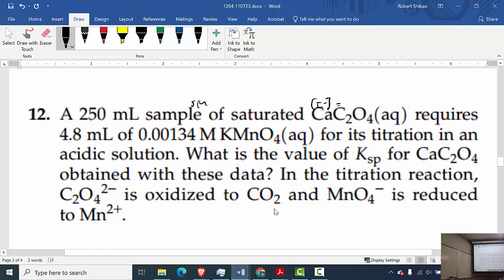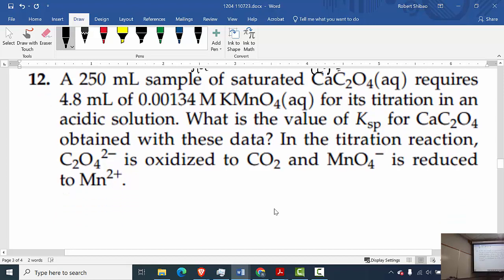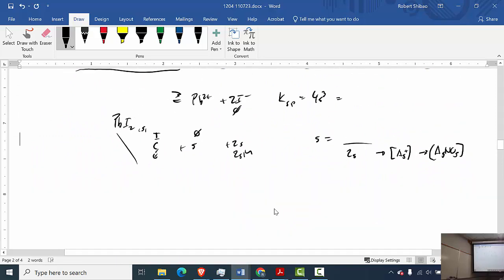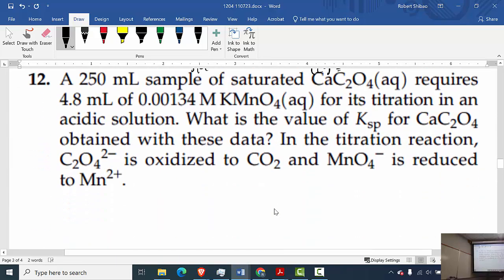In the titration reaction, oxalate is oxidized to CO2 and permanganate is reduced to Mn2+. So potassium permanganate is very common in redox titrations. There's some reasons for it. One, potassium permanganate is a very powerful oxidizer. So you can oxidize lots of different things, like oxalate. Is it possible to oxidize oxalate? What is the oxidation state of carbon in oxalate?